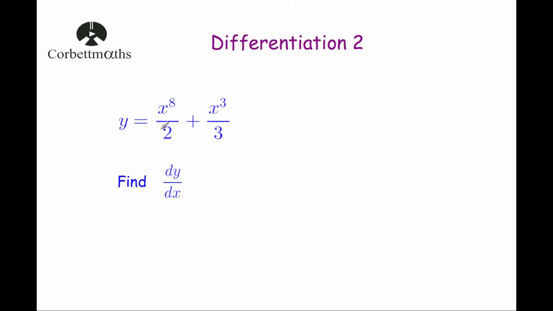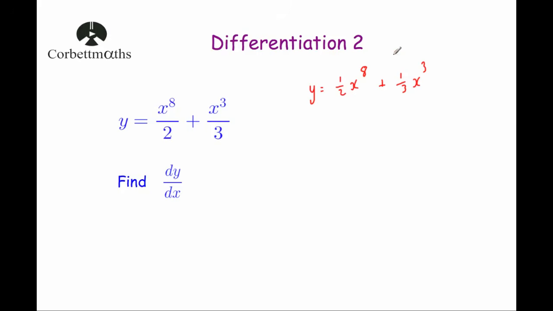So if you divide by 2, it's the same as timesing by a half, or if you divide by 3, it's the same as timesing by a third. So let's write this as y equals a half times x to the power of 8 plus a third times x to the power of 3. So instead of writing divided by 2, we're writing a half, and instead of writing divided by 3, we're writing a third. So we're just writing the fraction in front of the x term.